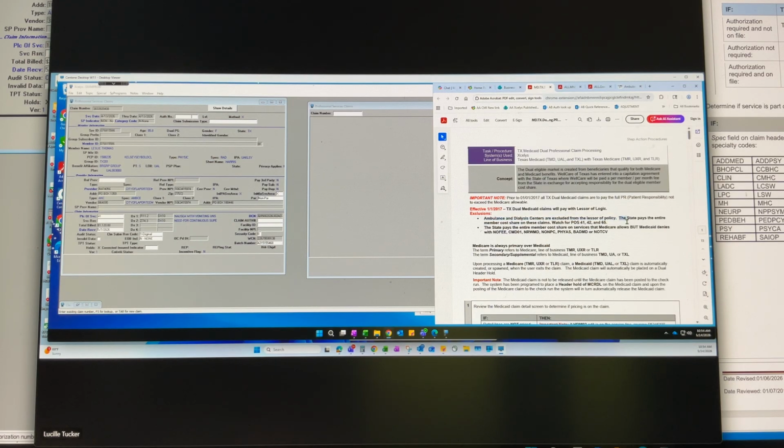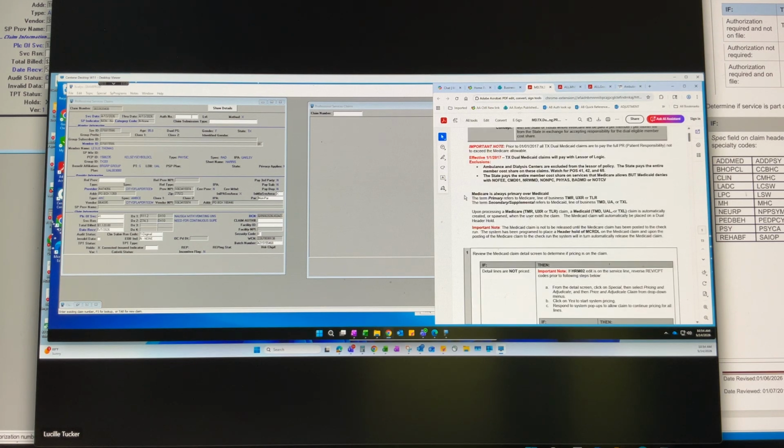The state is going to pay the entire cost share for these claims. So watch out for place of service 41, 42, or 65. This is critical. Like I said, this is one of the most common errors we're seeing in the Texas dual right now. The second thing is the state pays the entire member cost share on services that Medicare allowed, but Medicaid denied with these denial codes or reasons.